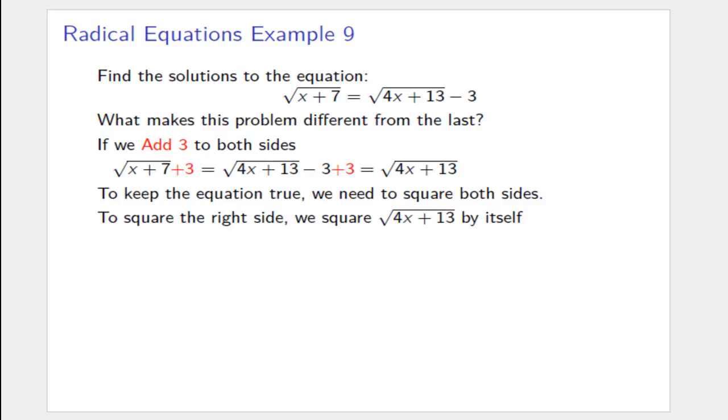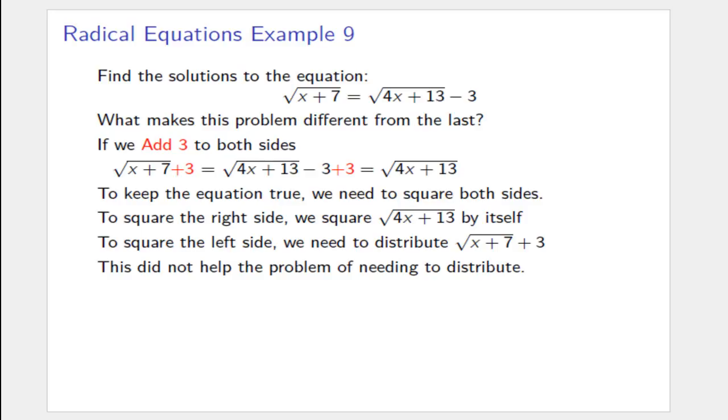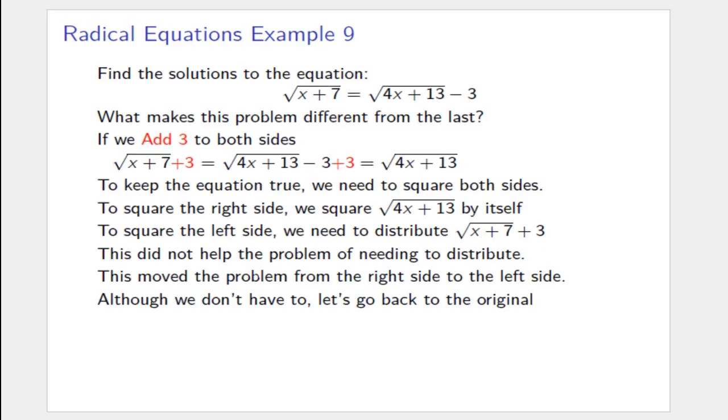Squaring the right, we get to square the square root of 4x plus 13 by itself, which is great. But to square the left, we need to distribute the square root of x plus 7 plus 3. So adding 3 did not help the problem of needing to distribute. This just moved the problem from the right-hand side over to the left-hand side. So although we don't have to, let's just go back to the original.